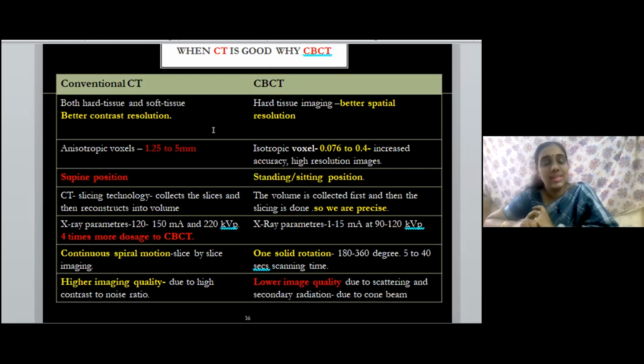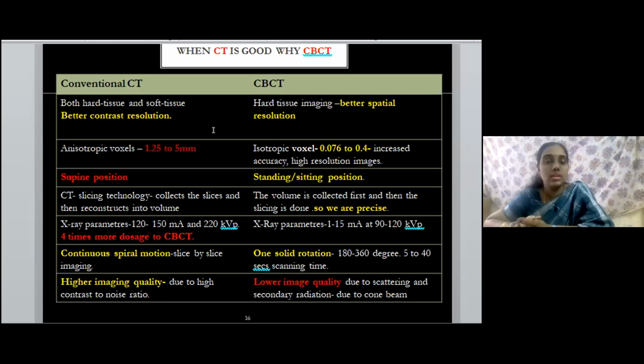But the voxel sizes matter a lot. The size of the voxel in CBCT is submillimetric, that is, less than a millimeter, 0.076 to 0.4 mm, which gives very increased accuracy and high resolution images. That is why we are able to make measurements. In the case of CT, the voxels are anisotropic and the voxel size is large, and that is why the spatial resolution is very low in CT. And of course, you have to make the patient lie in a supine position for CT, while in CBCT you can make the patient stand or sit according to comfort.